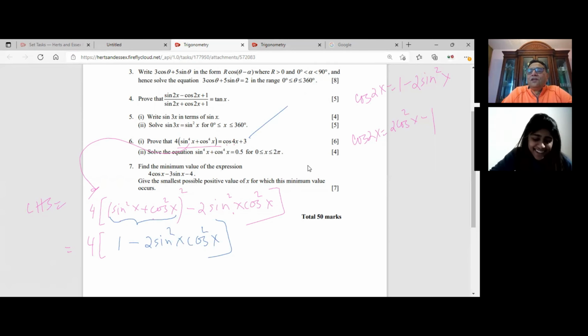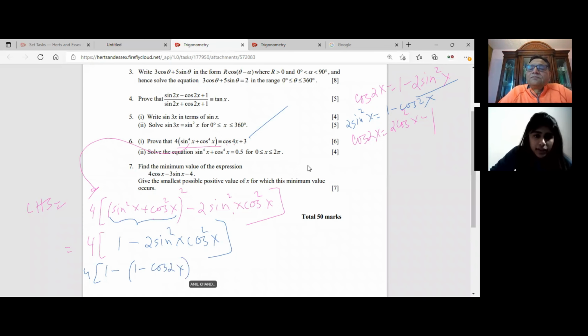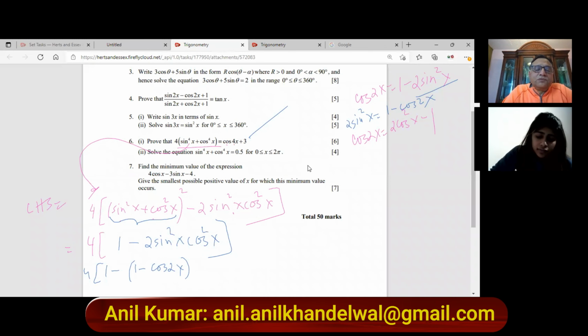Now what is 2 sine square x? Look here, 2 sine square x is 1 minus cos 2x. Do you see that? So we'll write here 4 times 1 minus, instead of 2 sine square x, I'll write within brackets 1 minus cos 2x. Is that clear to you? And because we need degree 4, cos 4x, right?